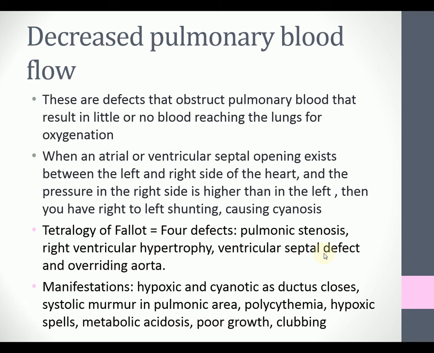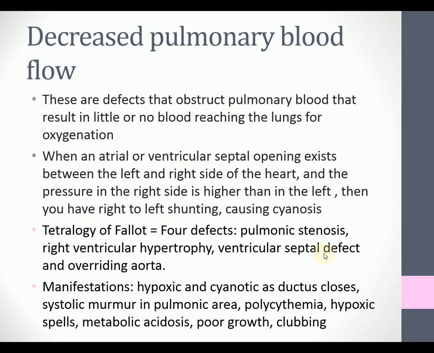So usually when we see an atrial or ventricular septal opening between the left and the right side of the heart, and the pressure in the right side is higher than in the left, then we're going to see cyanosis. With tetralogy of Fallot, we see pulmonic stenosis, right ventricular hypertrophy, ventricular septal defect, and an overriding aorta. The hypoxic and cyanotic manifestations are going to appear as the ductus closes.